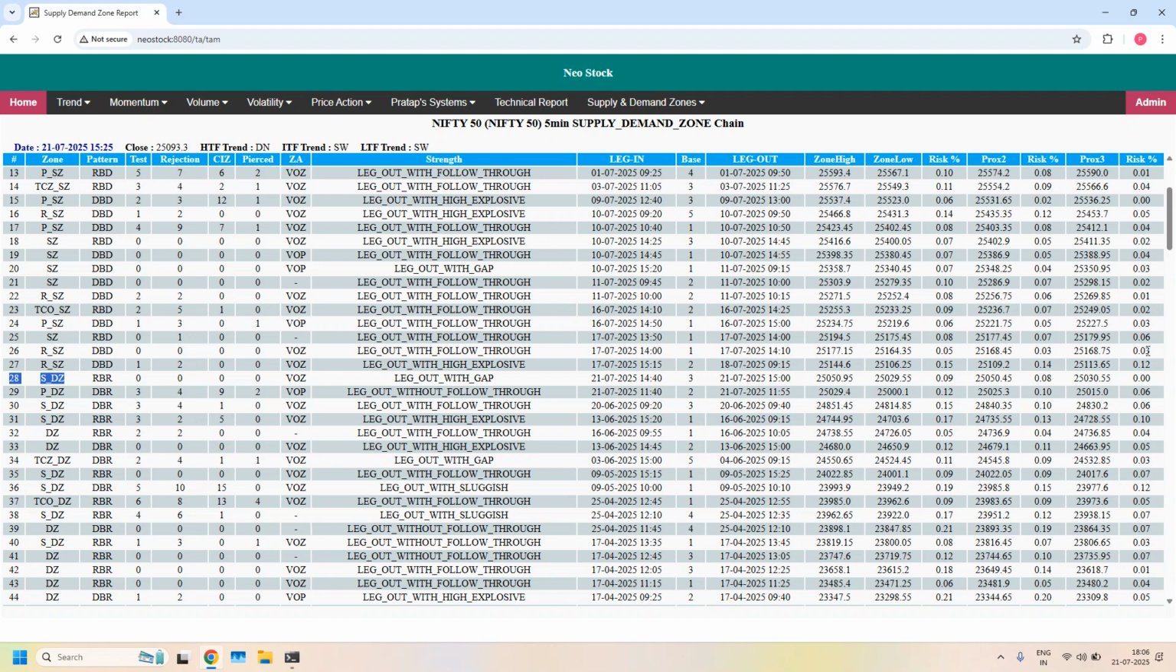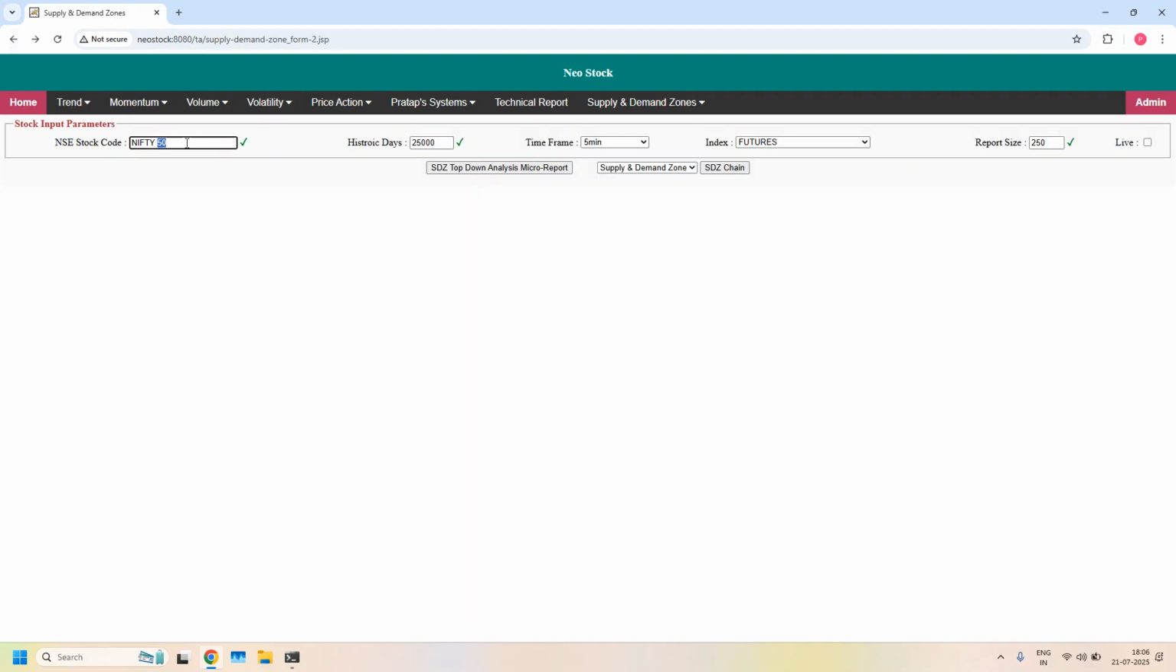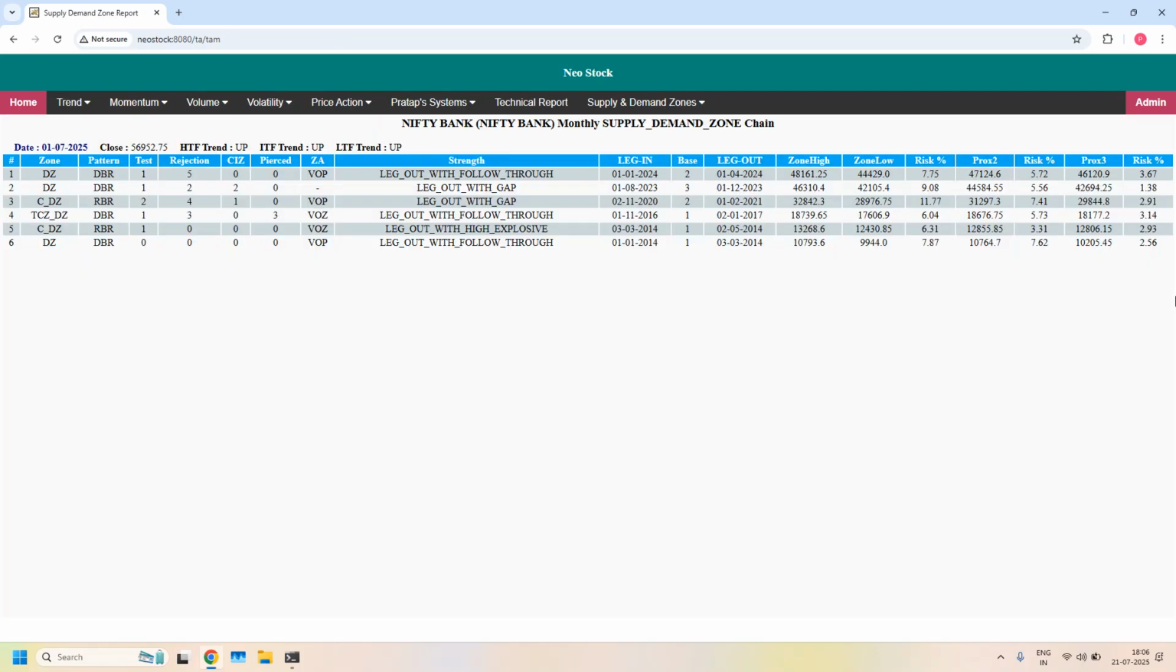So this is the Nifty 5-minute supply demand zone chain report. So with this we have completed Nifty supply demand zone chain generation. Next we will generate Bank Nifty supply demand zone chain reports. So I am going back, changing the name to Nifty Bank. That is nothing but Bank Nifty. So I am generating monthly supply demand zone chain for Bank Nifty.